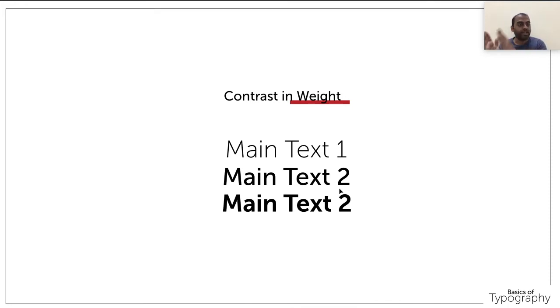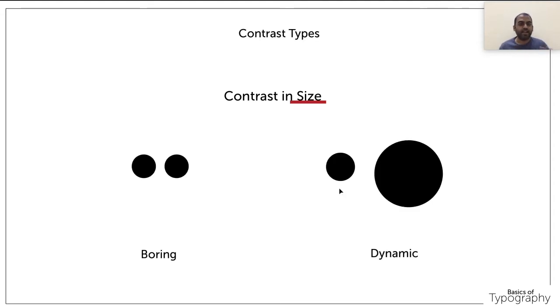Okay, go for a light and a bold, or even regular and bold, that itself works well. So this is one form of creating a contrast, which is contrast in weight. And the next thing is contrast in size. Absolutely, contrast in size creates a dynamic effect in a design.